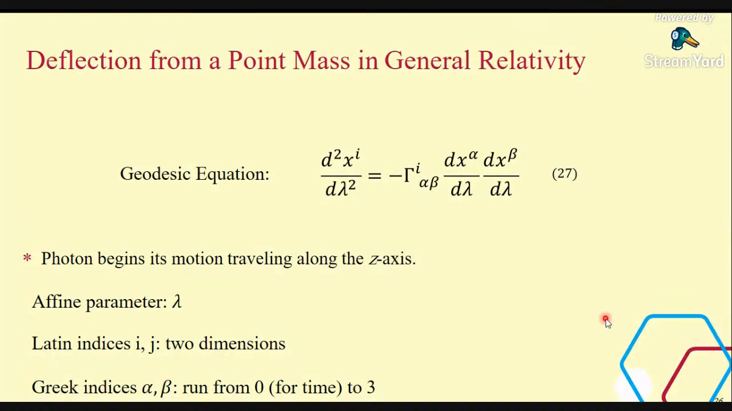We assume that the photon begins its motion traveling along the z-axis, and because we want to calculate the distortion, that means it will acquire a small non-zero value of x and y. The geodesic equation is, as you see here, equation 27, where lambda is a prime parameter, and the Latin indices run over two dimensions, and for the reason that I said a little while ago, the Greek indices run over four dimensions.